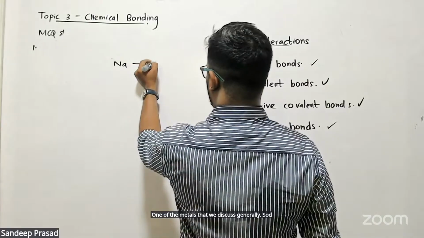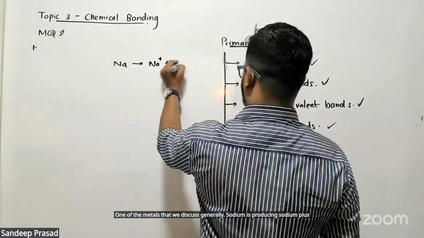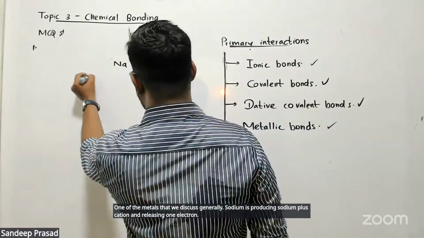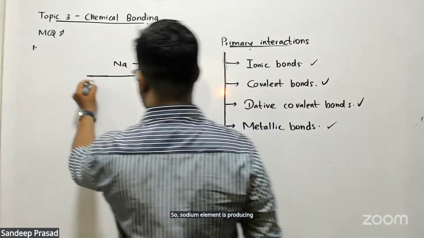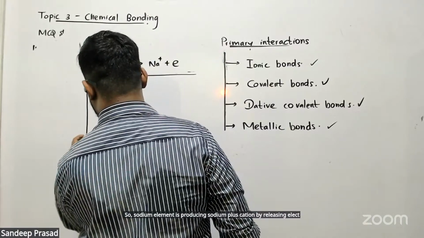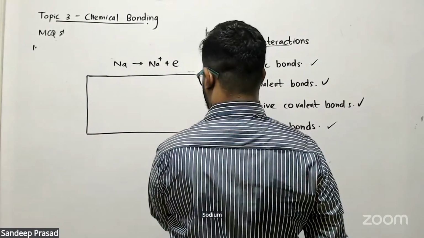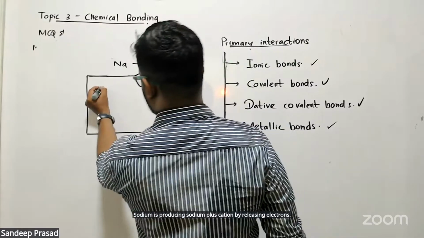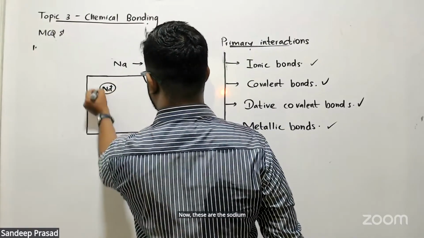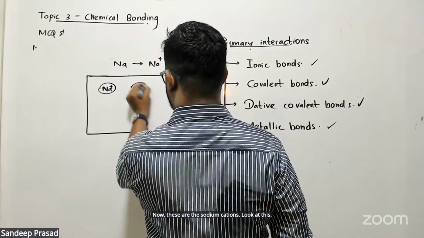Sodium is producing sodium plus cation and releasing one electron. So the sodium element is producing a sodium plus cation by releasing electrons. Now these are the sodium cations. Look at this. These are the sodium cations.